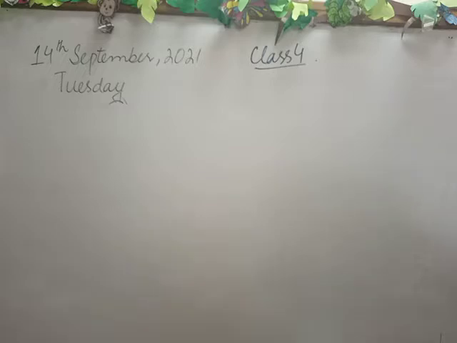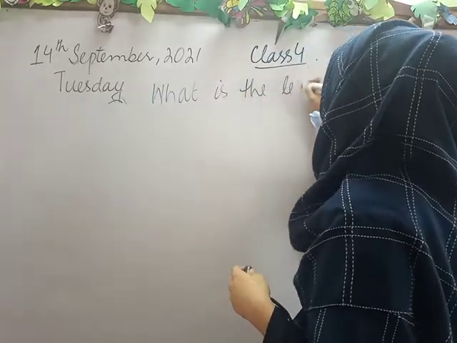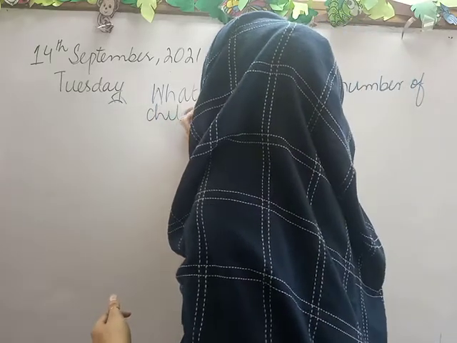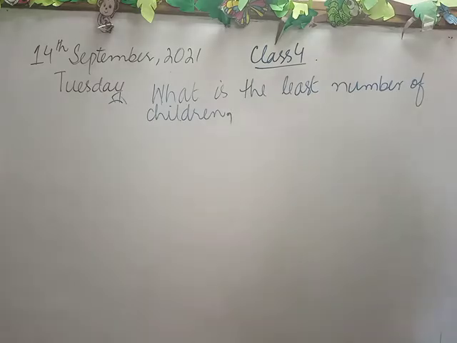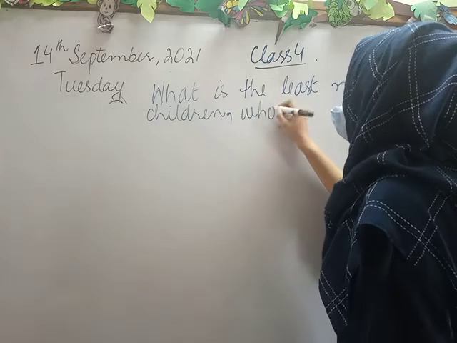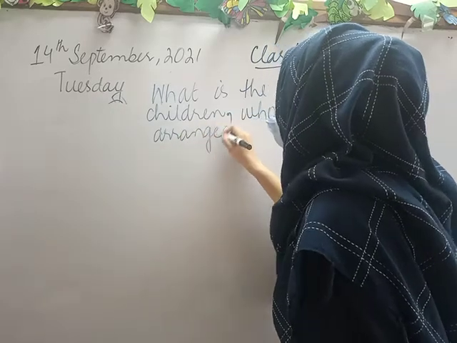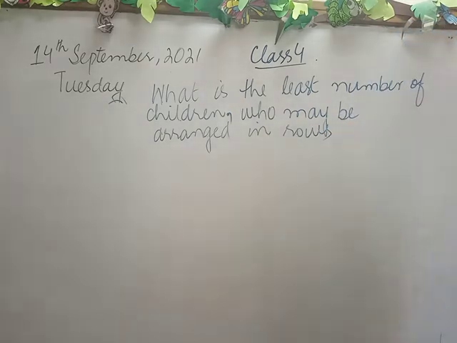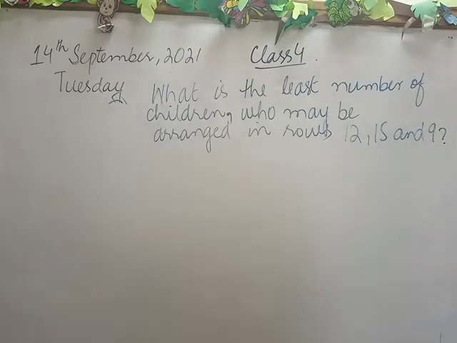Now, the statement is class, what is the least number of children who may be arranged in rows 12, 15 and 9? Okay?